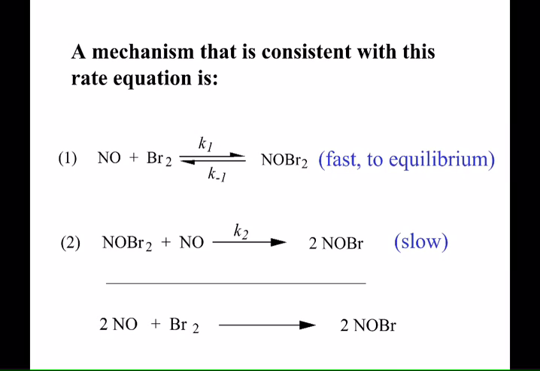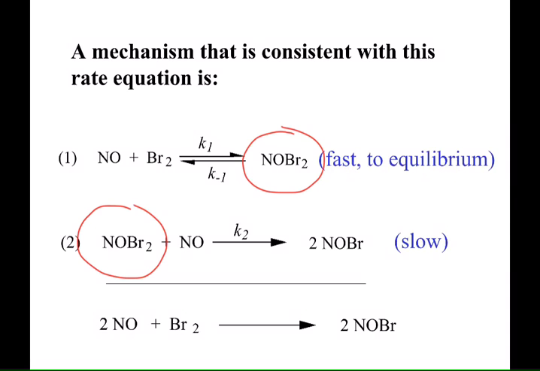Do we have any intermediates? Anything that shows up in an elementary step but gets canceled out? Yep. What's our intermediate? The NOBr2. That is definitely an intermediate.